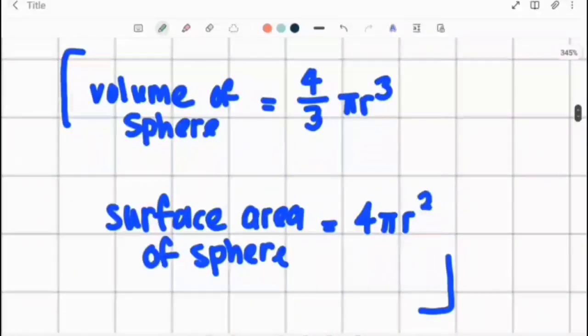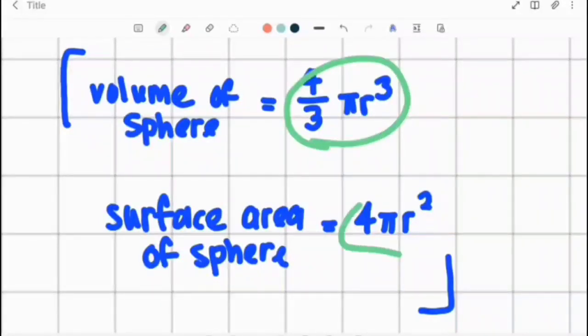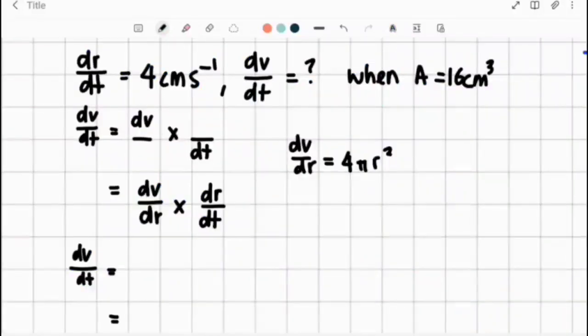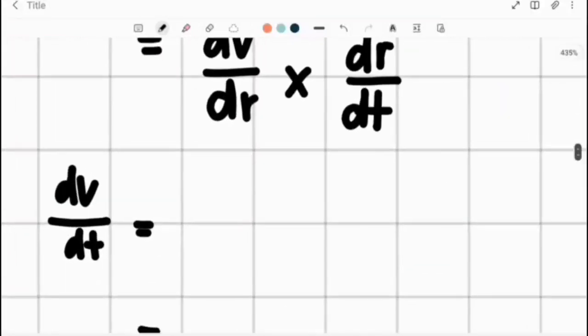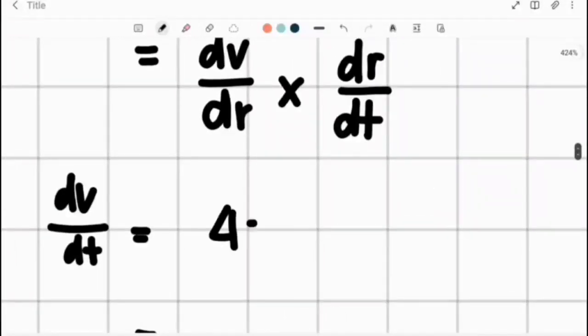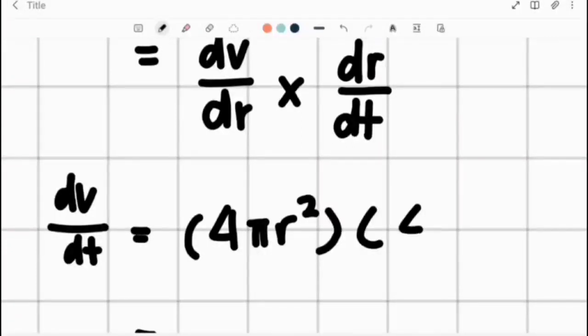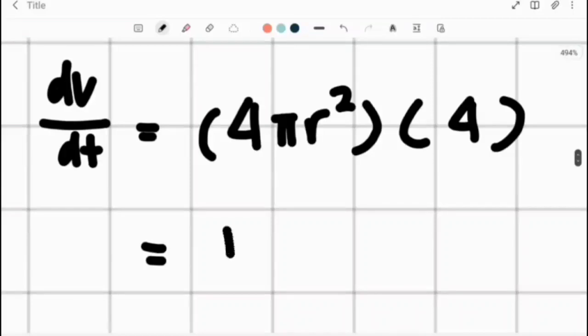For the formula of volume of sphere is 4 over 3 pi r cubed, and the surface area of sphere is 4 pi r squared. So since V is related to r, to find dV over dt, we need to use dV over dr times dr over dt. For the dV over dr, which is the surface area of a sphere, 4 pi r square. So dV over dr is 4 pi r square times dr over dt, which is 4 cm. So we get the answer is 16 pi r square.